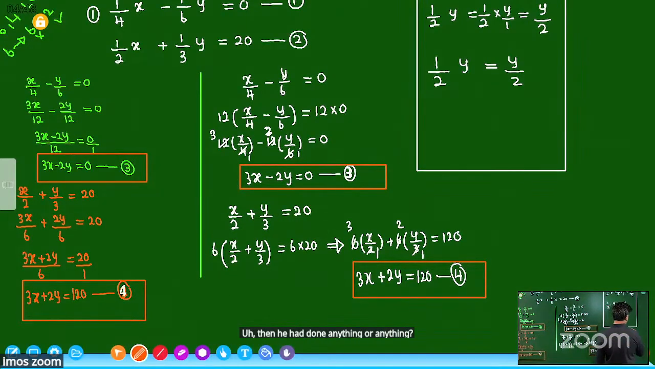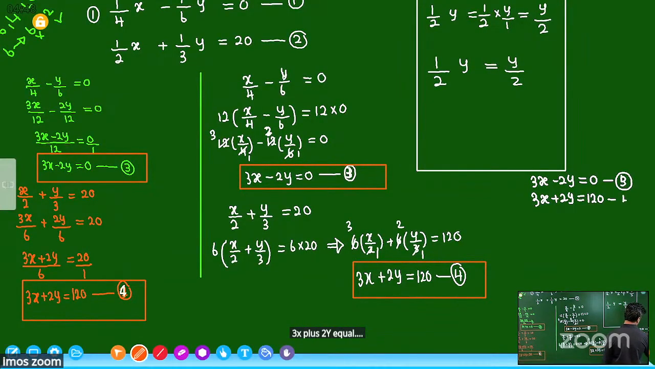Now the 3x minus 2y equals 0. 3x plus 2y equals 120. Look, minus 2y plus 2y, addition. 3x plus 3x is 6x, and they cancel out.